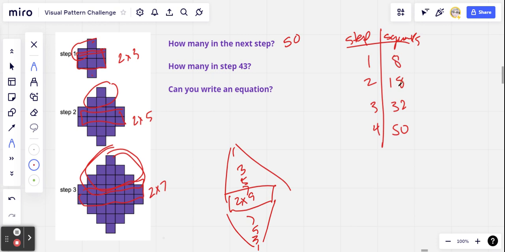So let's take the differences between each step to analyze this. So 18 minus 8, that's 10. And 32 minus 18 is 14. And 50 minus 32 is 18. So we don't get a constant in the first set of differences, which means it's not linear. If we take the difference of the differences, 14 minus 10 is 4. And 18 minus 14, also 4. So this is where we're getting a constant in that second order difference. And that means it's a quadratic. And the coefficient of our leading term is half of this constant. So we're going to have a 2x squared somewhere.